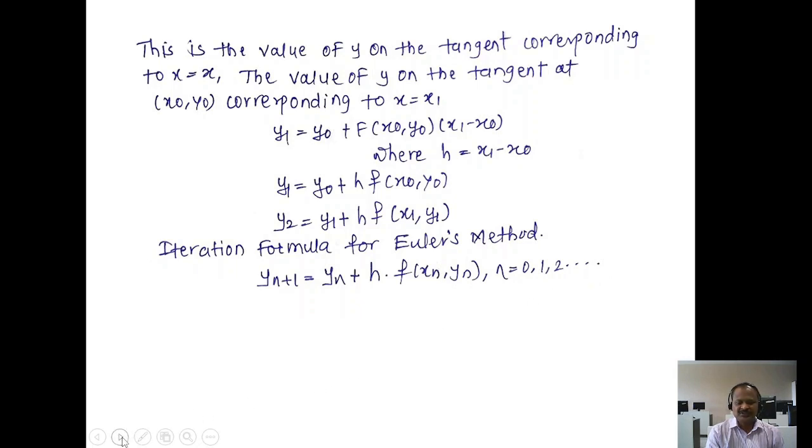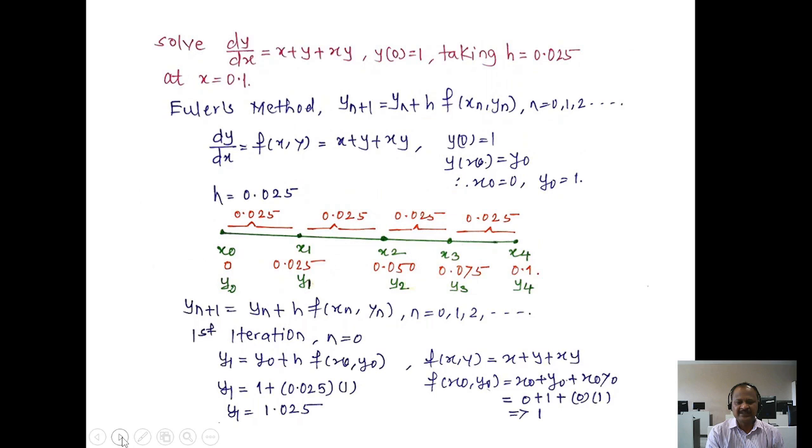Now for this Euler's method we will see one example. Solve dy by dx is equal to x plus y plus x into y, y of 0 is equal to 1, taking h is equal to 0.025 at x is equal to 0.1.